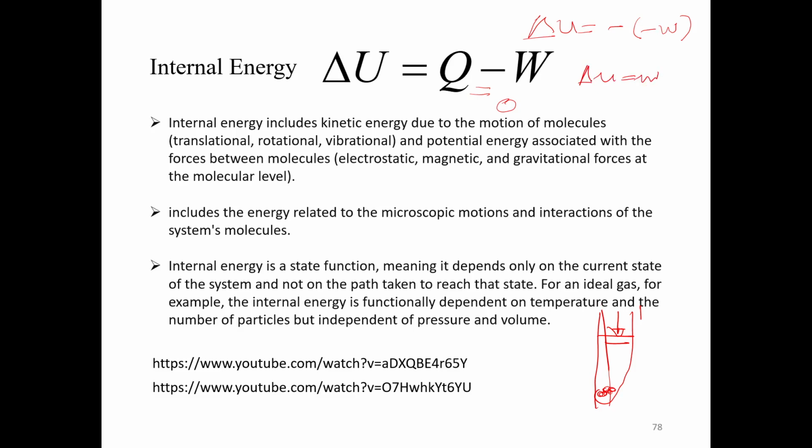What this means is all the work done on the system is converted into internal energy. So the internal energy increases. When the internal energy increases, the temperature increases. Due to that increased temperature, the cotton bud catches fire. So that's how we can explain this one.